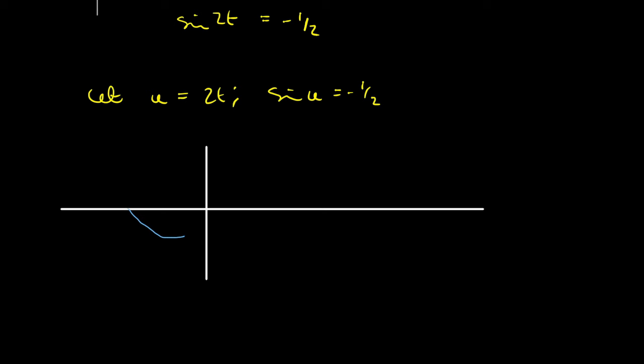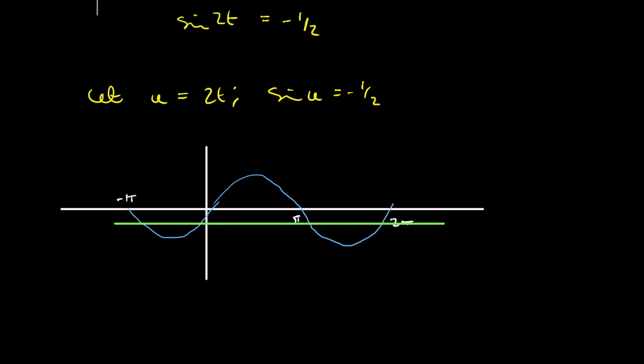So here's what the graph of sine u would look like. Okay, like that. Oh dear, it's not great, is it? Here, this would be pi. This would be 2 pi. This would be negative pi. Okay, we want to find out when this is equal to negative a half.